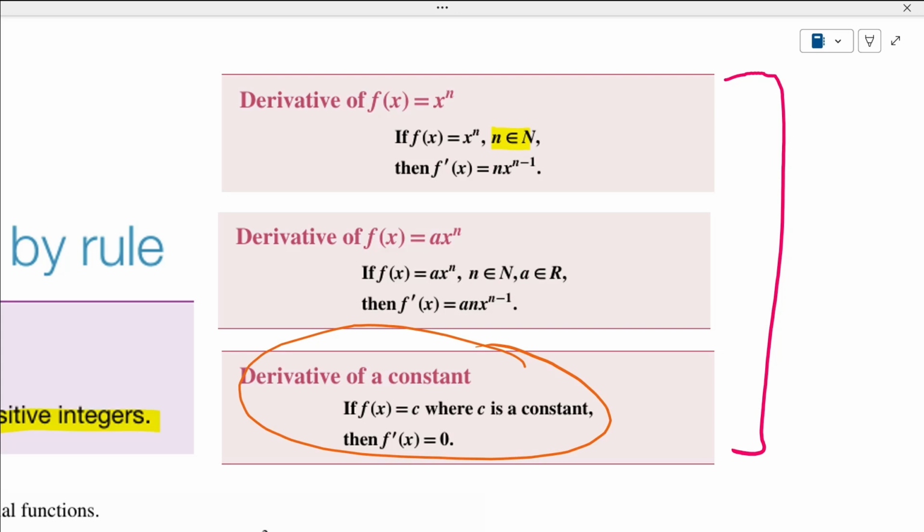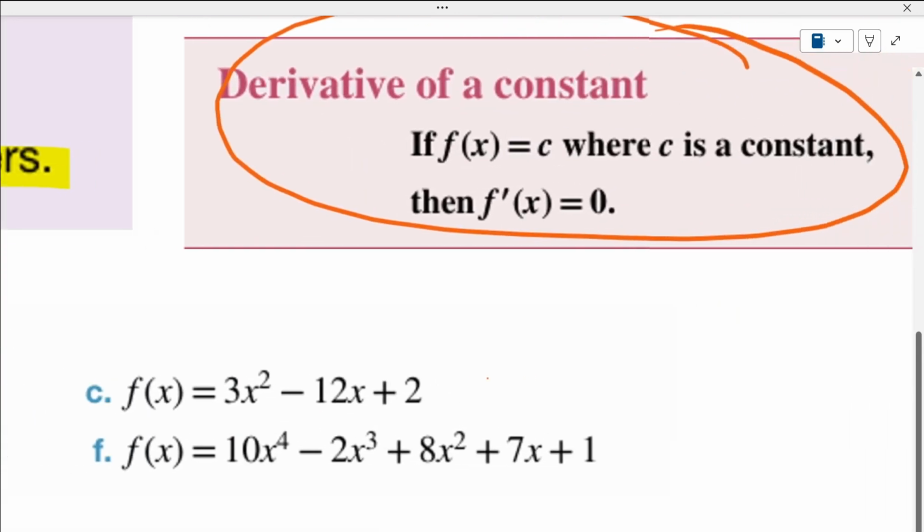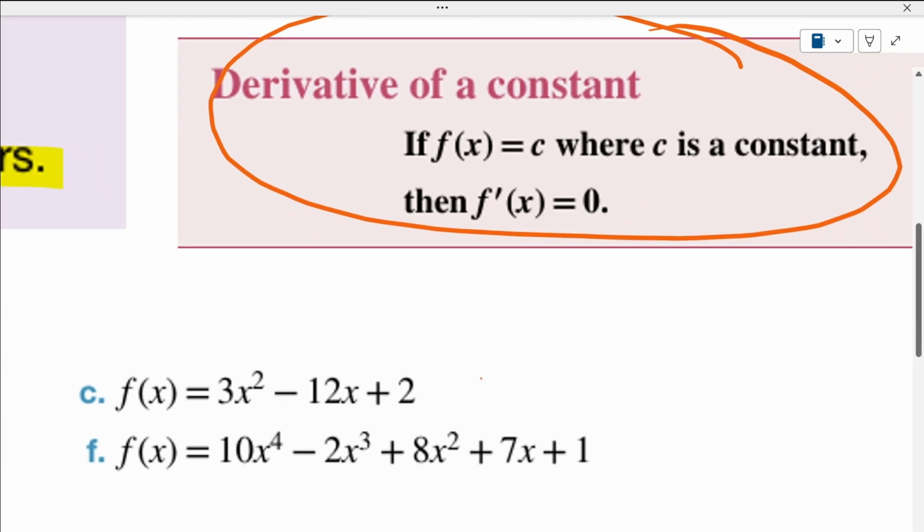But honestly, looking at these formulas doesn't really help me use the power rule and understand it. Actually, practicing the questions gives a better understanding, which we're going to do right now. Okay, so let's try and differentiate this function using the power rule: f of x equals 3x squared minus 12x plus 2.